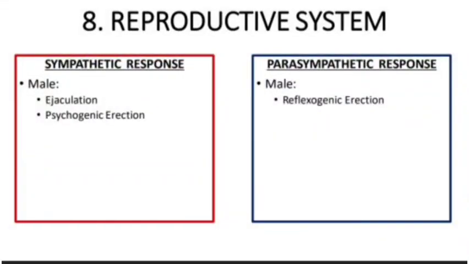The last one that we'll discuss is with regards to your reproductive system. So under your sympathetic response, the male gonad undergoes ejaculation and a type of erection known as psychogenic erection. For the females, there is what you call your uterine contraction. So the walls of the uterus are contracting. Under your parasympathetic response, for the males, there is what you call as your reflexogenic erection. And for the females, the counterpart is that the clitoris is also becoming erected.